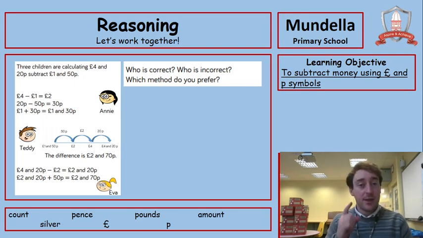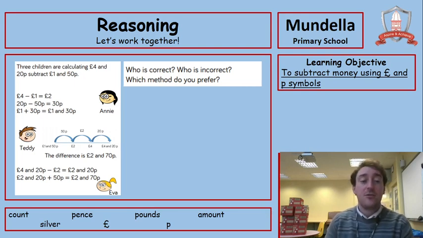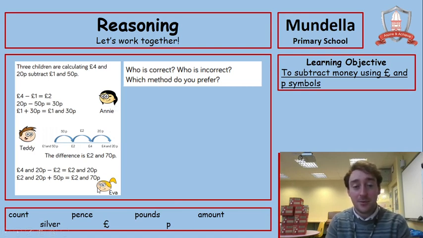£4.20. Remember that? £4.20. Subtract, let's take away, £1.50. Okay. Now, 3 children are trying to work out how this is done. Annie is one of them. Teddy is the second one. And Eva is another one. Okay. They've all used different methods by the looks of it. Teddy's used the number line. Annie's used something different. I don't know. And Eva has as well.